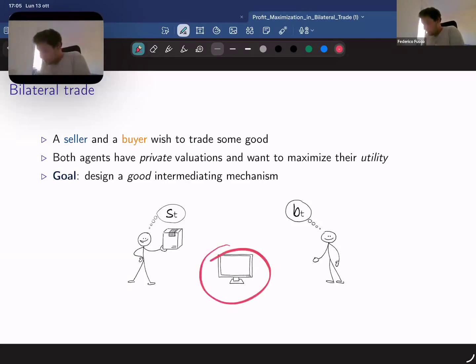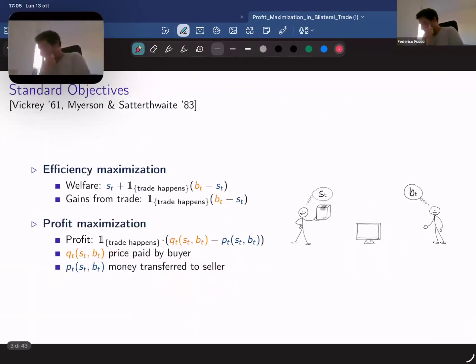We are here, the laptop in the middle that intermediates between these two parties. And our goal is to design a good intermediating mechanism. So let's see what this means. First, what are two natural objectives that we may want to maximize? Well, as it's fairly common in algorithmic game theory, we have two options to start.